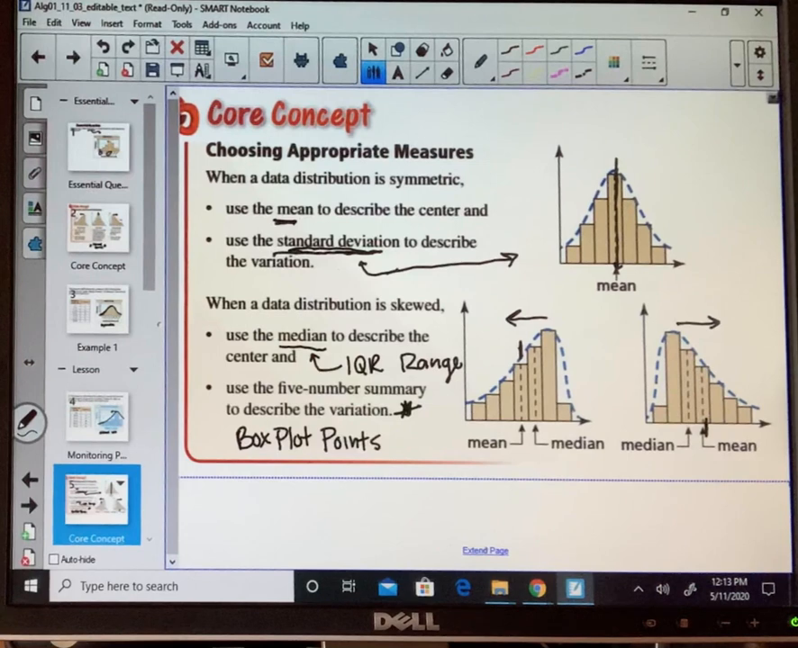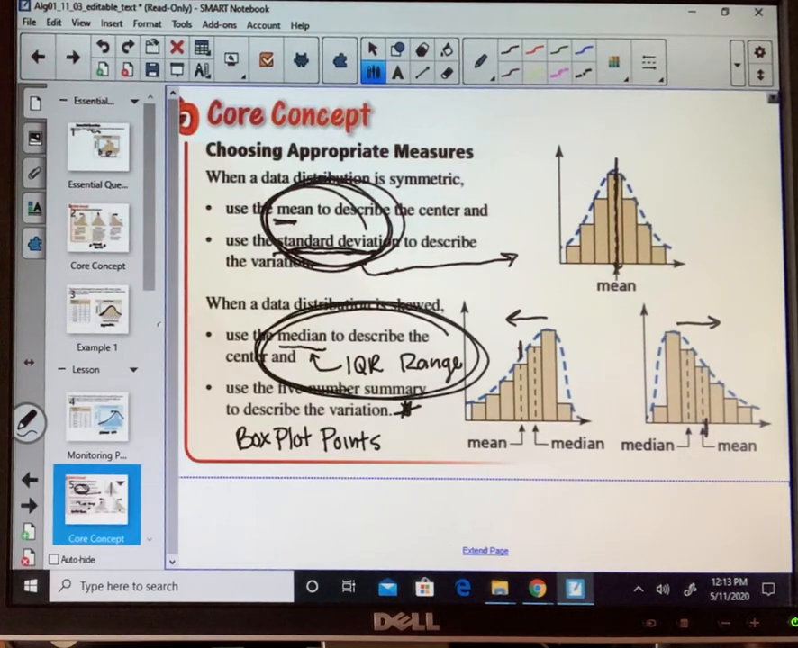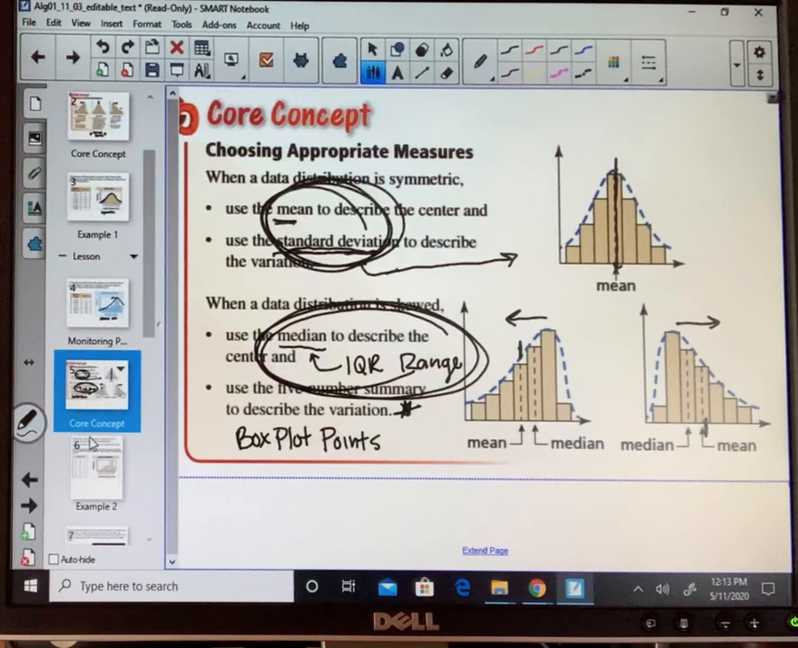So your really big takeaways from this section, at least, is if you choose mean, if it's normal, you should choose standard deviation as a variation. And if you have to choose median because it's skewed in some way, you have to use range and IQR. Those are the big things that I want you to get from here. Okay? Those are the ones that work together.